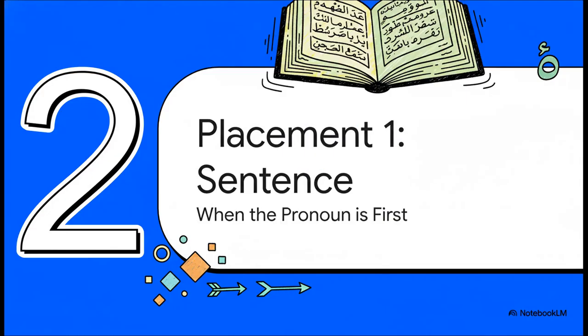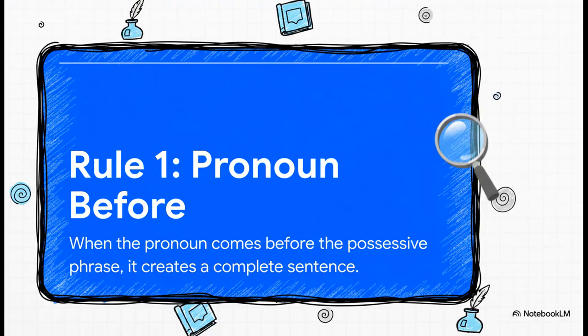All right, let's start with rule number 1. This one is probably the easiest to remember, and it's unique because it's the only one of the three placements that gives us a full, complete sentence. The rule is actually super straightforward. If the pointing word, the pronoun, like this, comes before the possessive phrase, you've just made a complete sentence. You can think of it like this. That pronoun becomes the subject of your sentence, the mubtada, and the whole phrase that follows is the new information about that subject, the khabar.